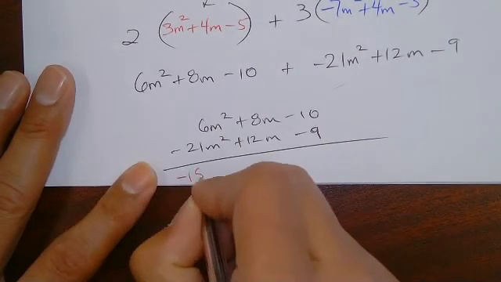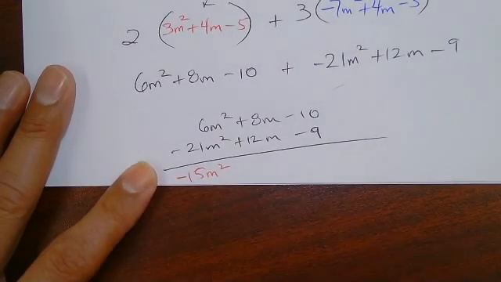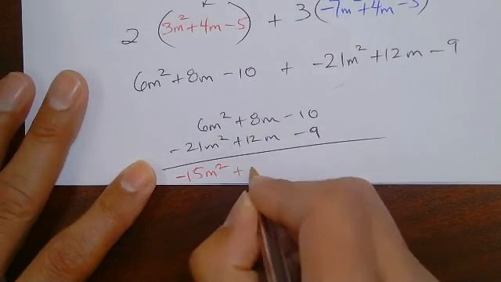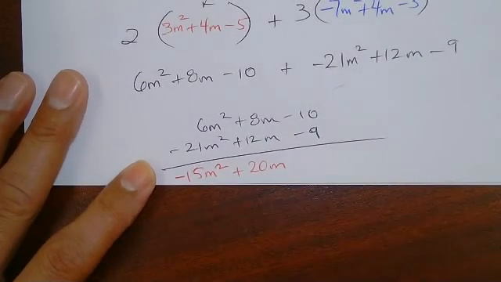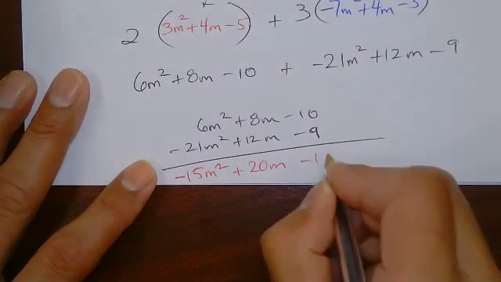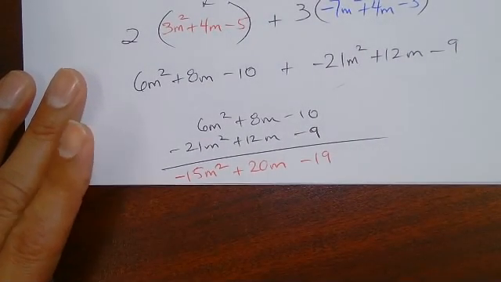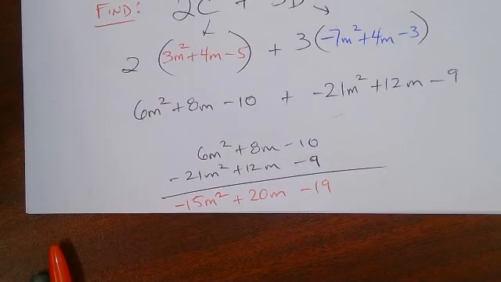Anybody final answer? 15m squared is incorrect. Negative 15m squared plus 20m. Plus 20m is right. Minus 19. Okay, there you go. Stop this video here.